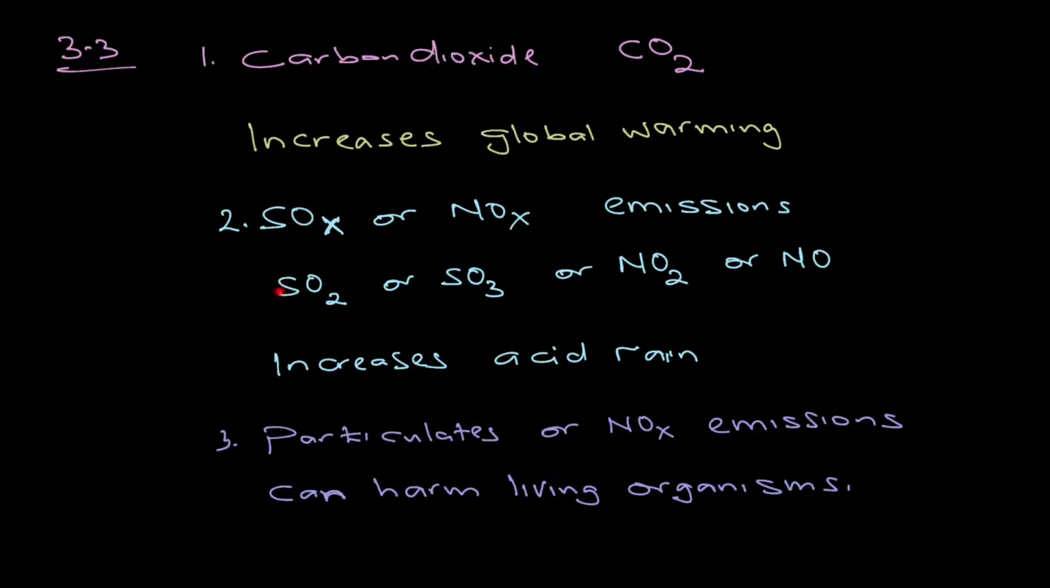Examples of SOx gas are SO2 or SO3, and NOx gas is NO2 or NO, and that can increase acid rain. The acids you can get in this case are sulfuric acid, H2SO4, or nitric acid, HNO3. And this acid can be harmful to metals, corroding metal and things like that. And the third one, particulates or NOx gas emission, can also be harmful to living organisms.